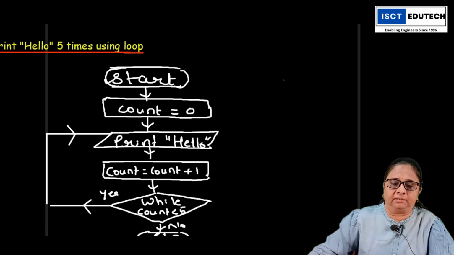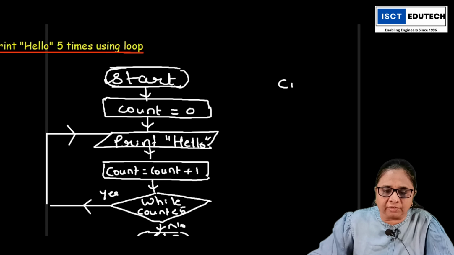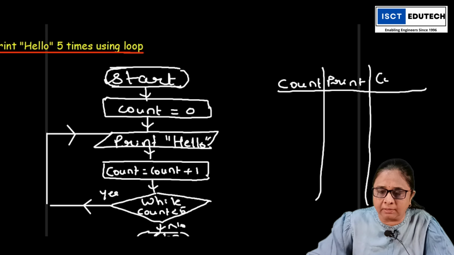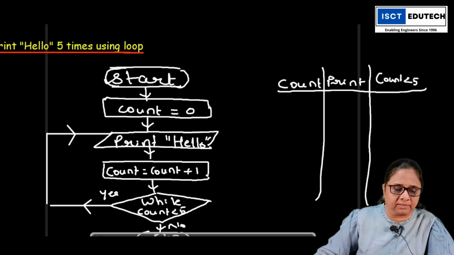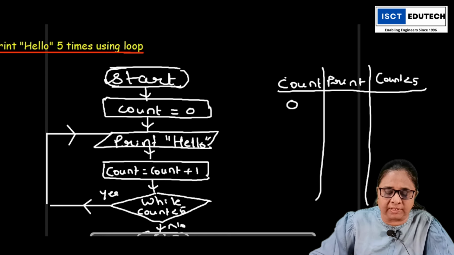Now let's look at how this loop works clearly. First, I have a variable called count. Then we are printing some output here, and we are checking the condition whether count is less than 5. So let's start this now. First time, what is count equal to? 0. So I will say count is equal to 0.